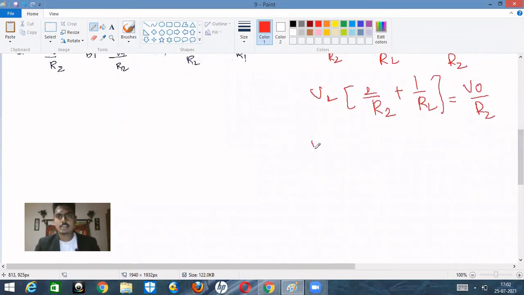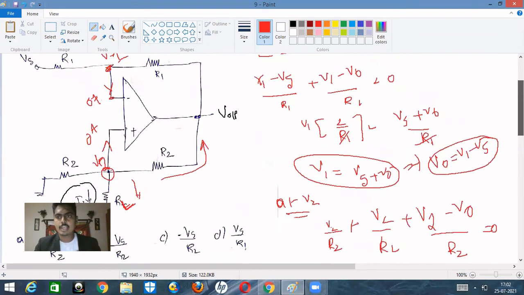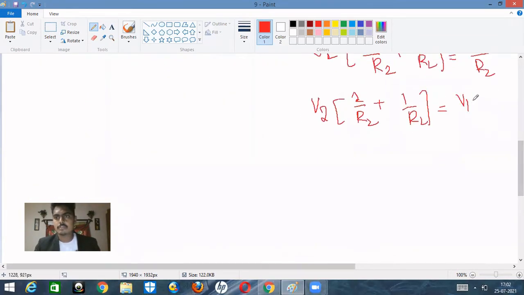So V2 into 2 by R2 plus 1 upon RL is equal to V0. V0 we have calculated as V1 minus Vs, so therefore V1 minus Vs upon R2. Okay, so this is the thing.